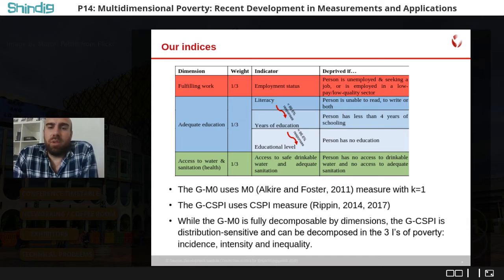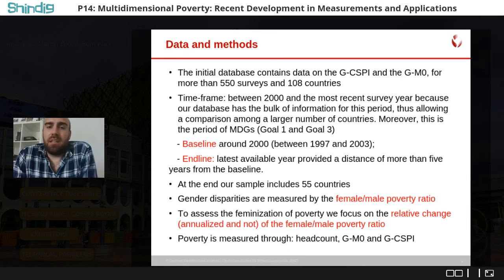And then the second individual multidimensional poverty index that we use is the GCSPI, which comes from the CSPI measure, which was originally developed by Rippin. The advantage of these measures is, on one side, that the GM0 is fully decomposable by dimension, so we can fully decompose and understand which of the 3 dimensions drives the values of multidimensional poverty. On the other side, the GCSPI has the advantage that it also includes a component of inequality. So in a way, the GCSPI can be decomposed into the 3 I's of poverty: incidence, intensity, and inequality. As you see in the next slide, we end up with around 550 surveys and 108 countries in the original data set.